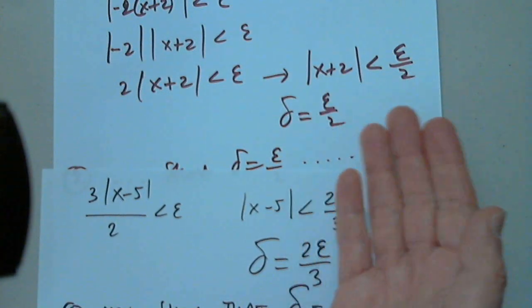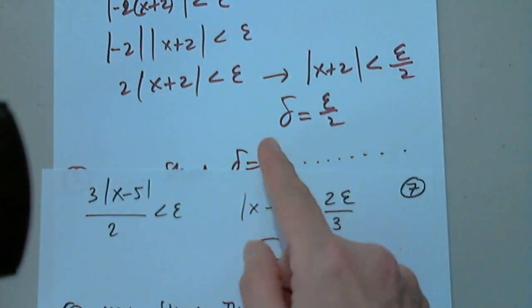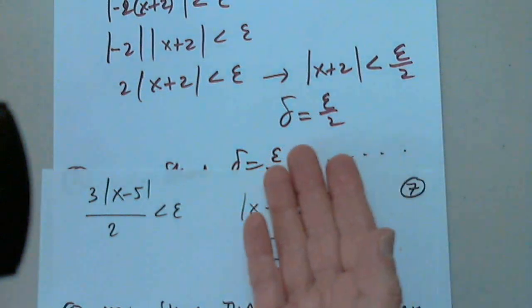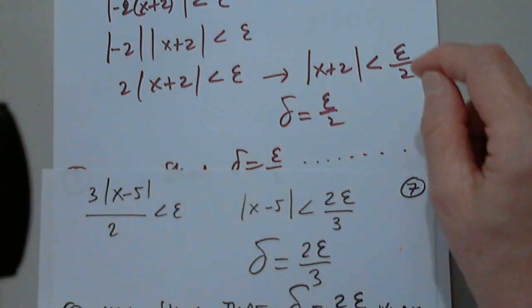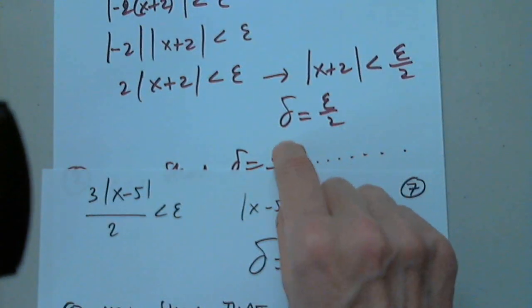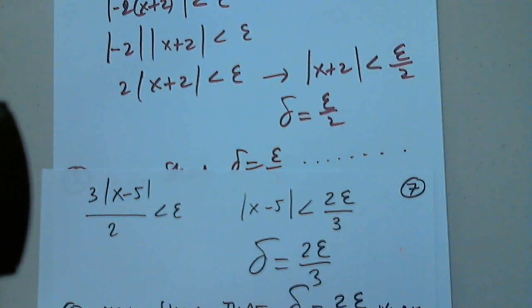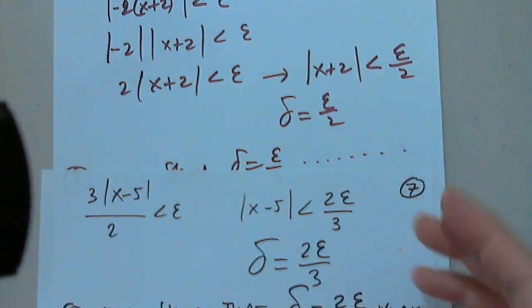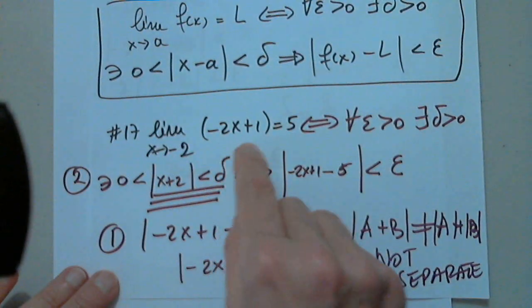Now you can say epsilon is 1. Okay, then delta is 1/2. Then you can say epsilon is 0.1. Of course, okay, then delta is 0.1 over 2. So for every number you pick as epsilon, you will be able to find a corresponding delta. Pick epsilon, I'll give you delta. Pick another epsilon, I'll give you delta. Why? Because the limit is indeed 5.